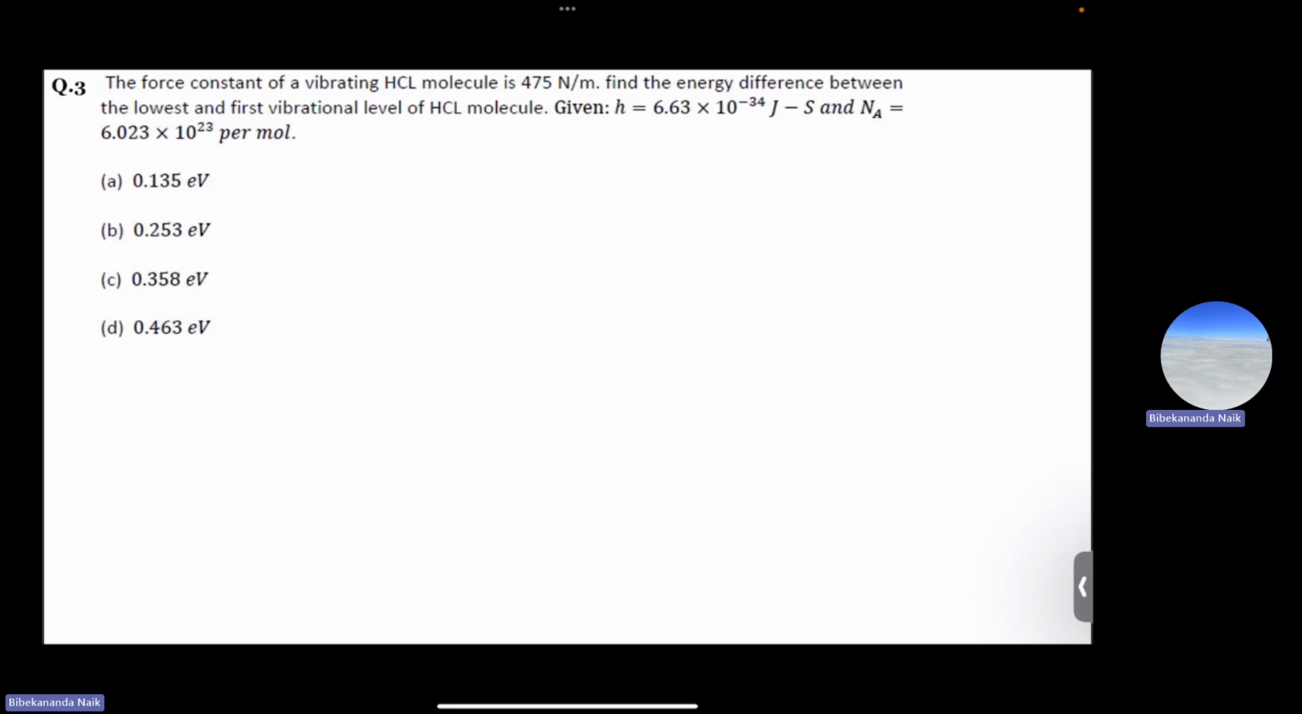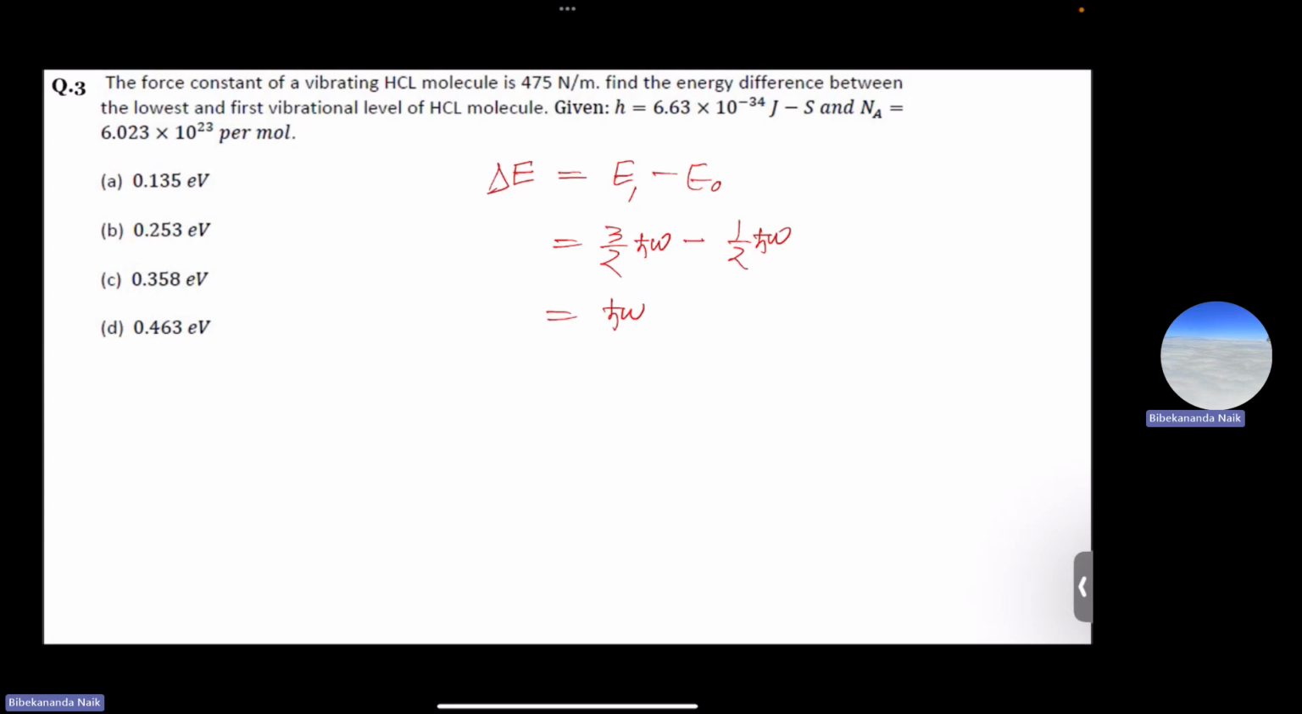Since we want to calculate the energy difference between the lowest and the highest vibration level, we know the energy difference is nothing but h cross omega, because the separation between two consecutive levels is always h cross omega in the case of vibrational energy levels. So delta E is E1 minus E0. E1 is 3 by 2 h cross omega minus 1 by 2 h cross omega, which is h cross omega.